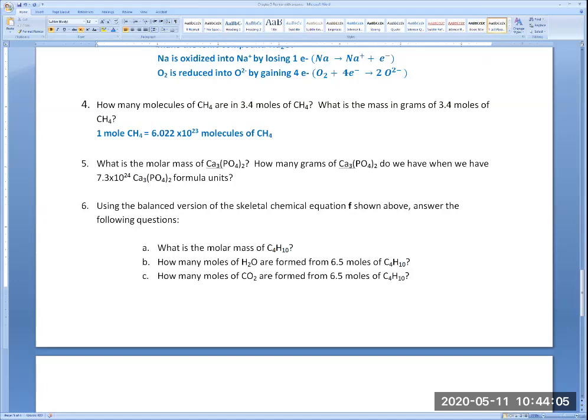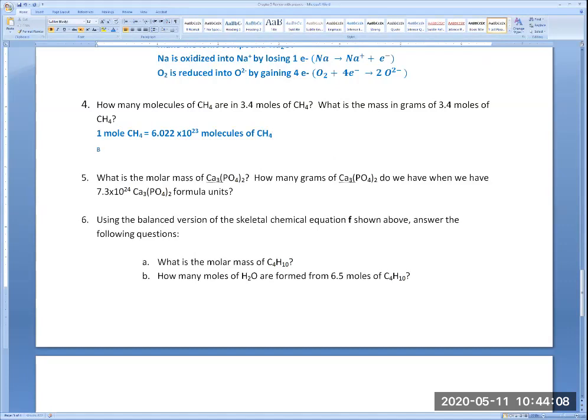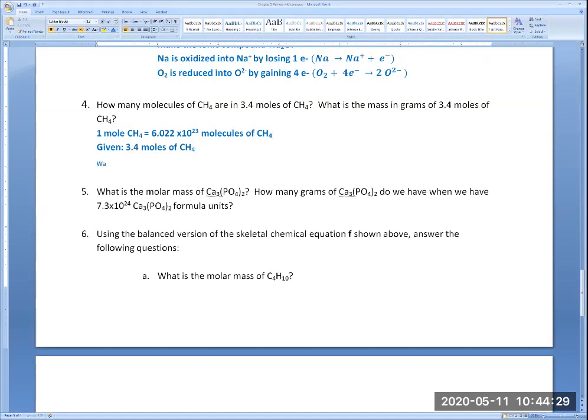So here the given is our moles, right? Given are 3.4 moles of CH4. That's what is given. And we want a number of molecules of CH4.